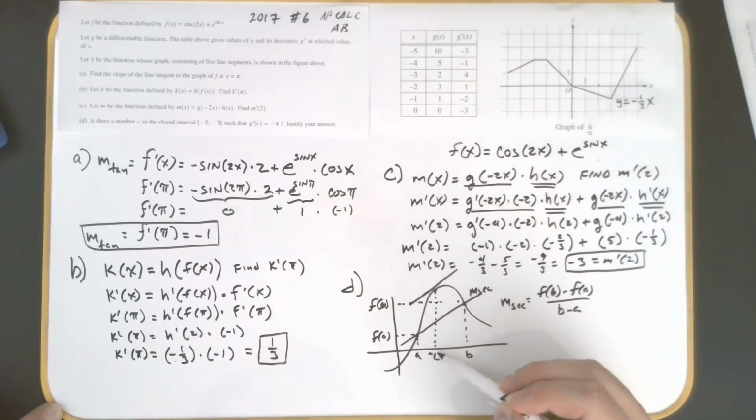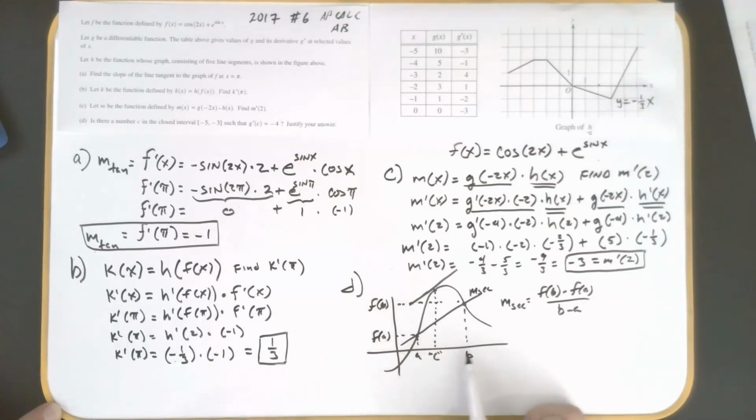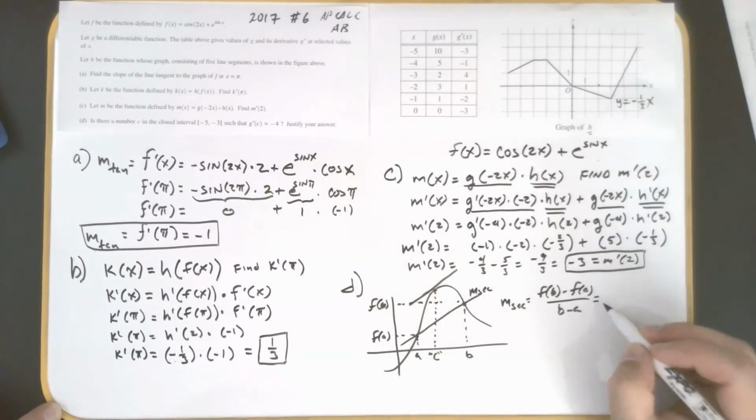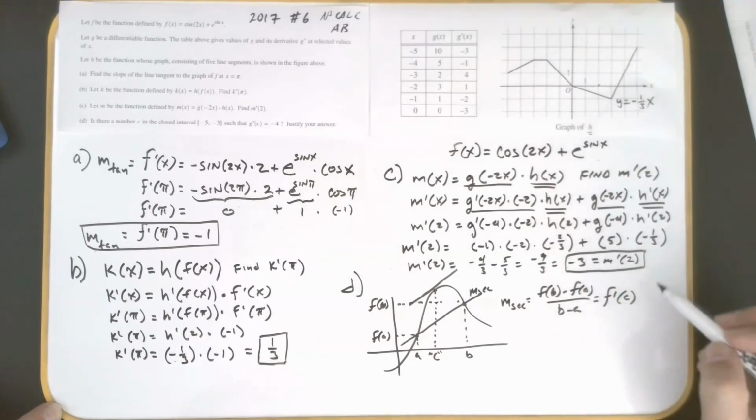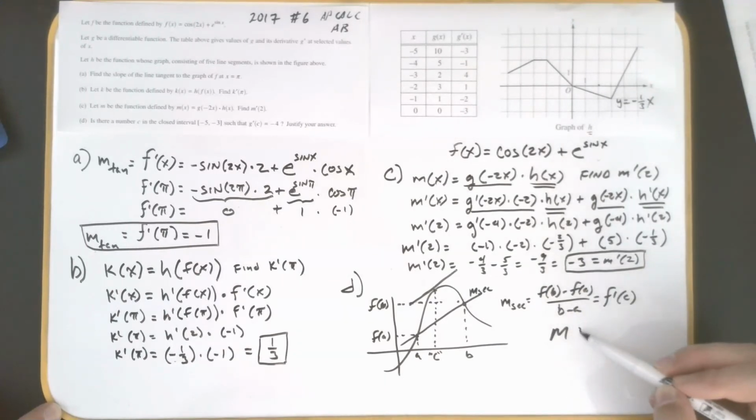So the mean value theorem says if a function is continuous and differentiable on the closed interval a to b, there exists a c value in the interval such that the derivative at that c value, or the slope of the tangent, is equal to the slope of the secant, or the average rate of change over the interval. And the way you would write that on this one would be f prime of c. So everyone, this is the mean value theorem.